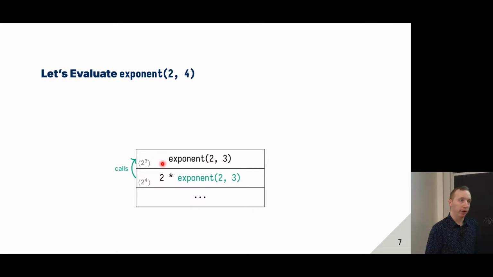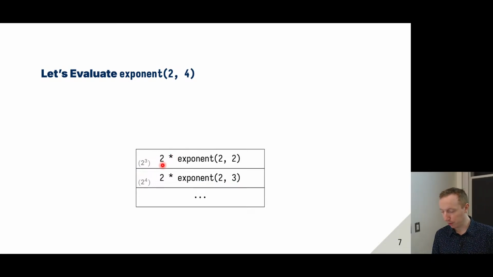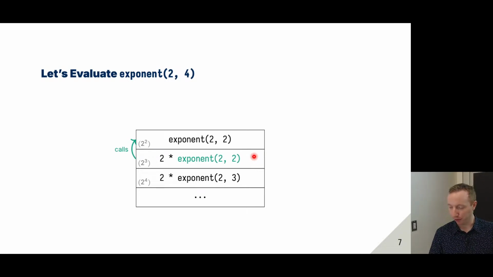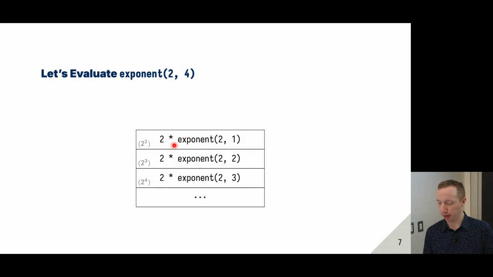So to evaluate exponent(2, 3), that would go into the recursive case. We would get 2 times exponent(2, 2). Okay, now we have to figure out what exponent(2, 2) is. That is another function call. So we call exponent(2, 2), and that gets into the recursive case again. So we get 2 times exponent(2, 1).